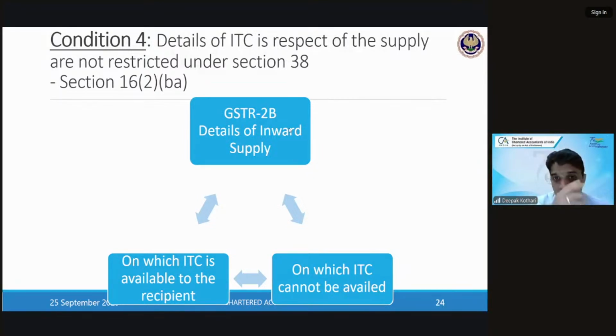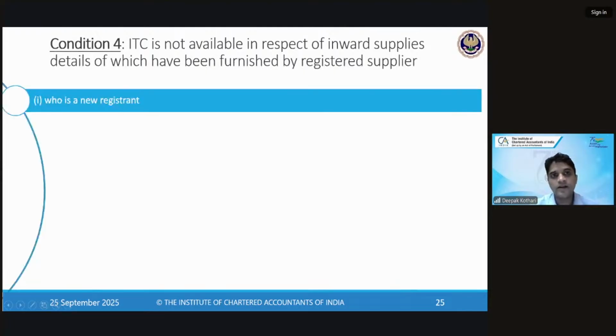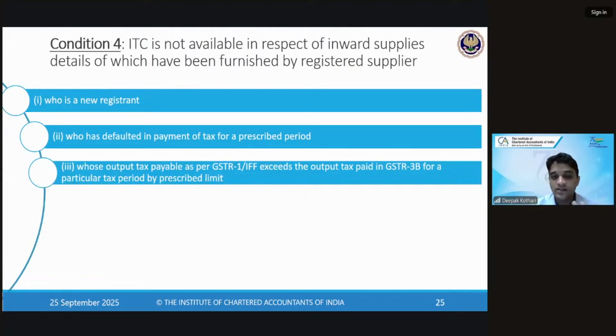In GSTR 2B, the following input taxes are not reflected, and therefore we can claim tax separately by showing tax paying documents and proof of payment, that is IGST on import and tax paid under RCM. Correct. You are very right, Anu. So ITC will be blocked by these five people.